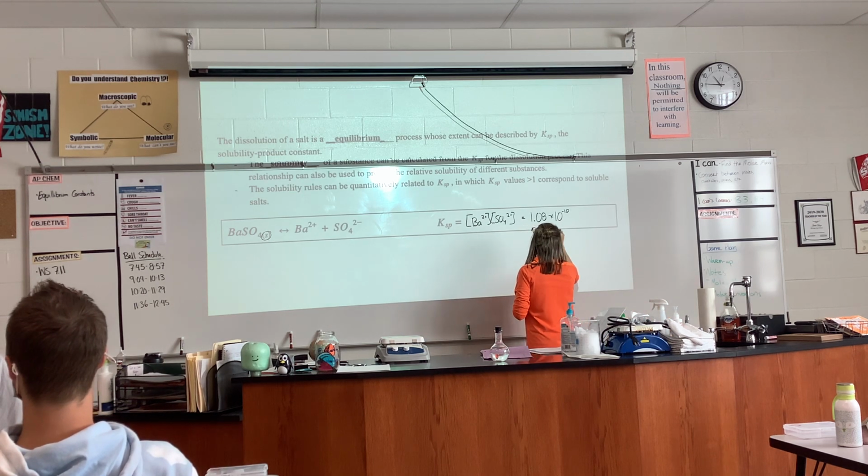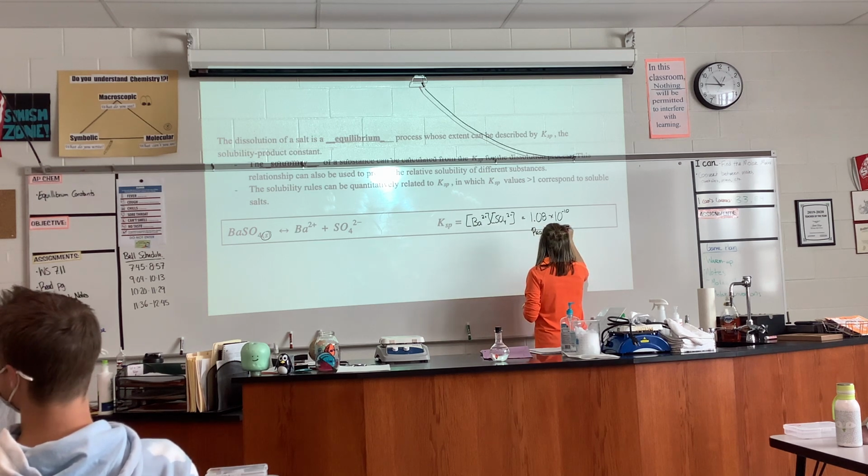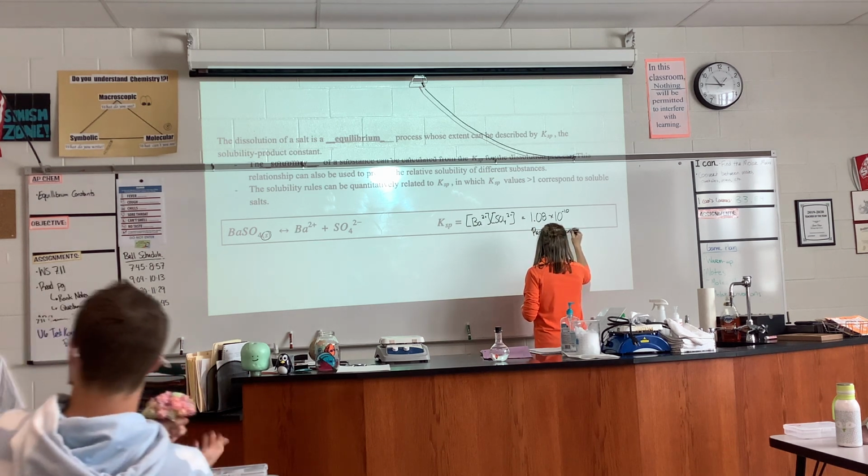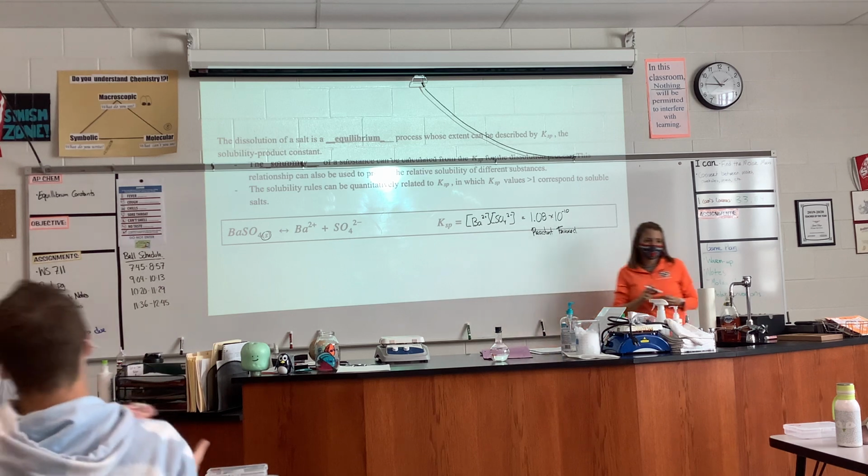Okay, I heard it in various ways, but most of you said something along the lines of that it is reactant favored, so write that down. Okay?